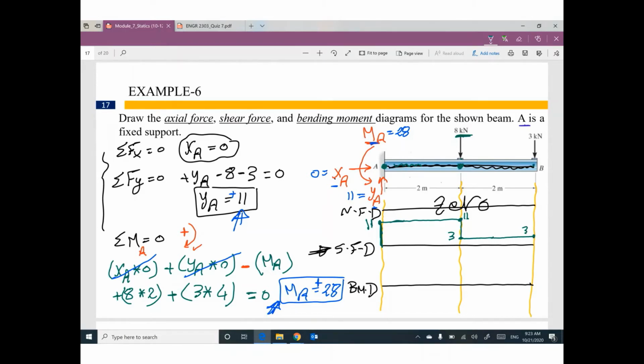You have 3 kilonewtons going down. Please go down. How much? 3. You are at 3, so if you go down 3, you reach 0. You are good, believe me. If you reach 0 at the end, you are good. Positive, positive. This diagram is called the shear force diagram.